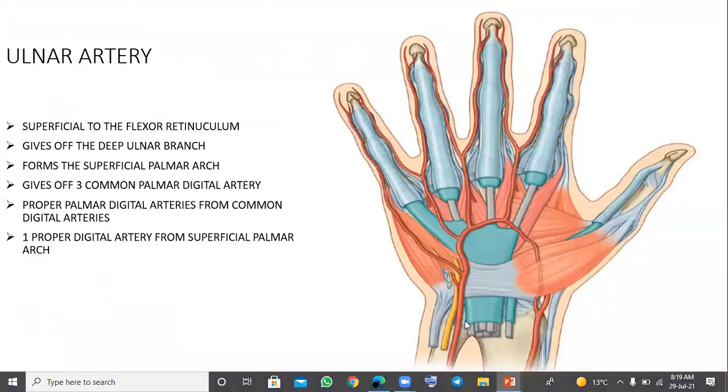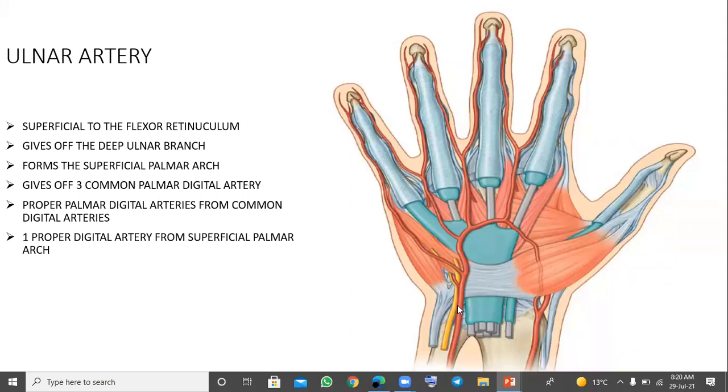So this is the ulnar artery here, as you can see. The ulnar artery passes superficial to the flexor retinaculum. Then it's going to give off a branch that will accompany the branch of the ulnar nerve. That branch is known as the deep branch of the ulnar artery, which accompanies the deep branch of the ulnar nerve. Okay, so they are going to supply basically the deeper layer structures.